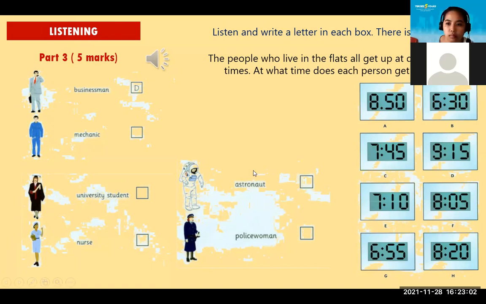The policewoman who lives in the downstairs flat goes running before she goes to work. She gets up at 5 to 7 every morning. I hear her in her kitchen sometimes. Making coffee? I don't know. There's another person who gets up earlier than me. She's a nurse, so she has to be at the hospital at 7:45. She gets out of bed at 7:10. She told me. Is she nice? Yes, I like her a lot. Who else do you know in the flats? There's a mechanic who lives on the first floor. He gets up at 8:20, then has a shower every day. I hear him in the bathroom. He catches the bus at 8:50, like me.